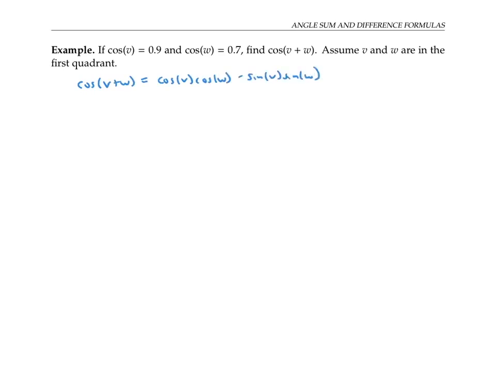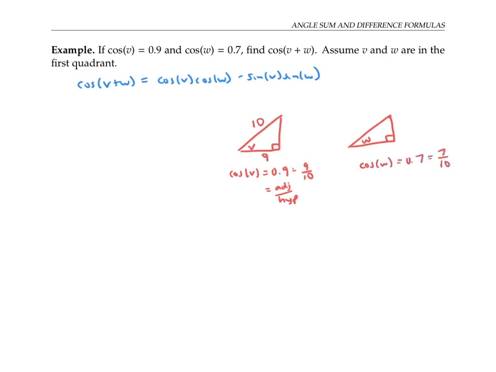Now, I already know the cosine of v and the cosine of w, so I could just plug those in, but I have to figure out the sine of v and the sine of w from the given information. And one way to do that is to draw right triangles. So here I'm going to draw a right triangle with angle v and another right triangle with angle w. Since I know that the cosine of v is 0.9, I can think of that as 9 over 10, and I can think of that as adjacent over hypotenuse in my right triangle. So I'll decorate my triangle's adjacent side with the number 9 and the hypotenuse 10. Similarly, since I know that the cosine of w is 0.7, I can put a 7 on this adjacent side and a 10 on this hypotenuse.